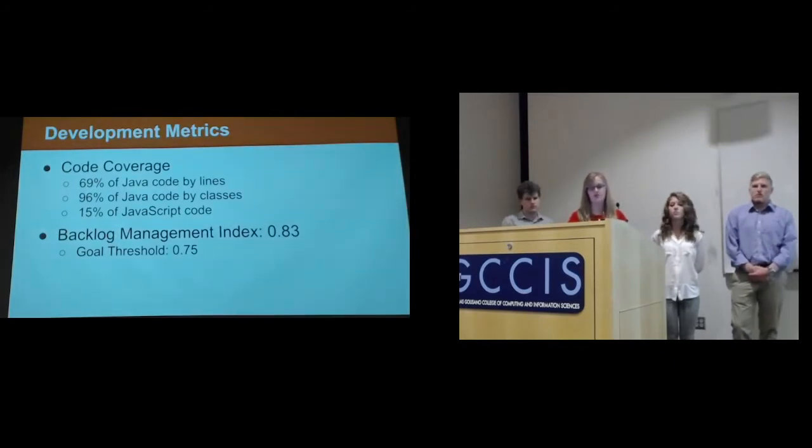Most of our unit tests were actually written by a co-op in the OCE office, and our JavaScript numbers were much lower since she's just learning JavaScript, and those of us doing the JavaScript development were hard-pressed just to get the functionality in on time. Backlog management index is the rate of the number of bugs fixed versus those identified. We wanted to achieve a score of 0.75, but we actually managed 0.83.